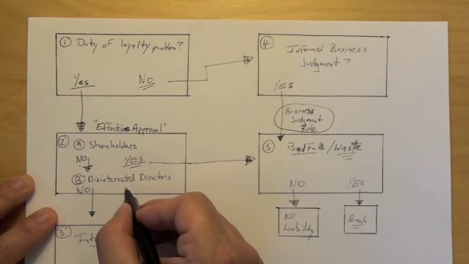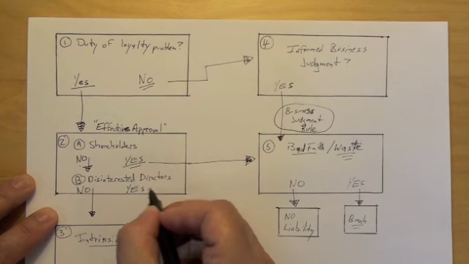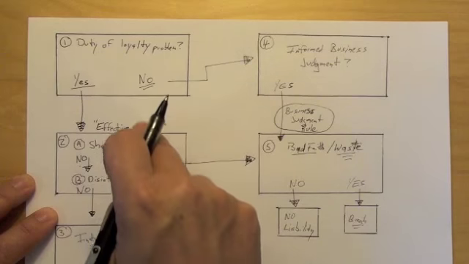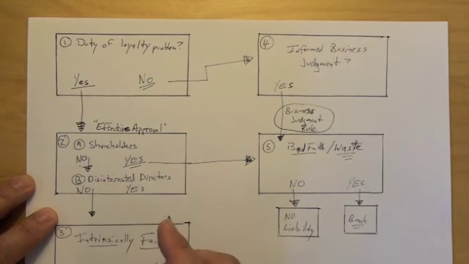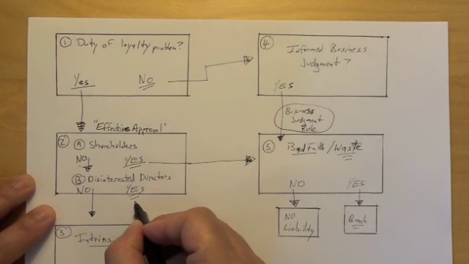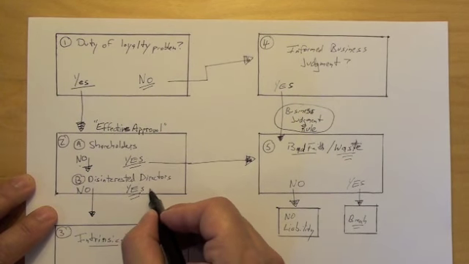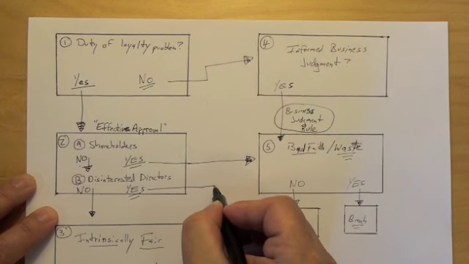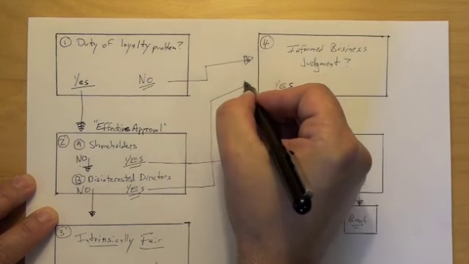We closed that off. So the next one is, okay, instead of that, let's say we had a conflict of interest, and instead of going to the shareholders, we went to the disinterested directors, and they, in fact, approved the transaction. Are we done? And the answer is no, we're not quite yet done. We have to still go through this analysis, right?